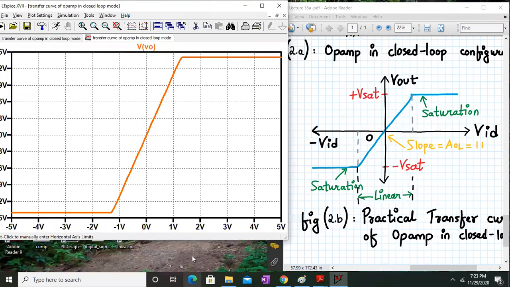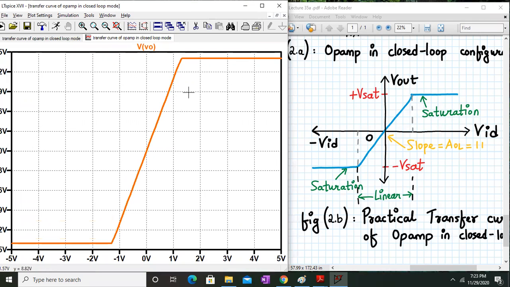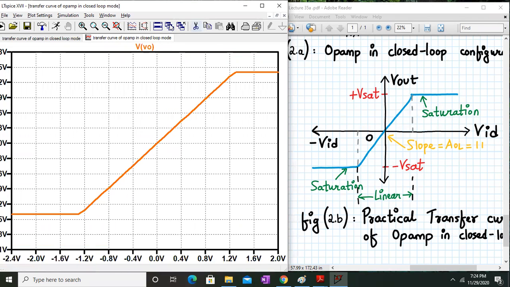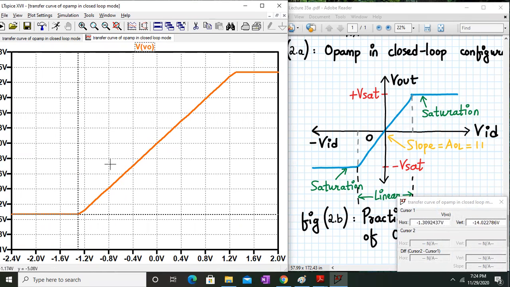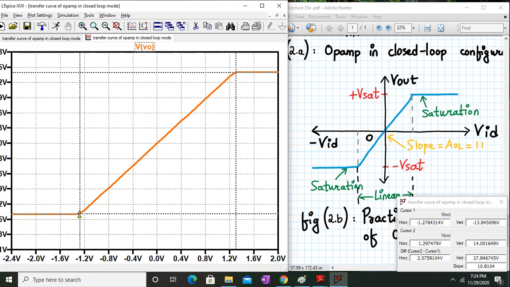And this curve is resembling this. As you can see, the blue color curve on the right hand side is what we have studied, and this orange color curve is what we are getting. Now we have to find out how much is my slope. First of all, how much is my linear region? So let us find that linear region over here. Let me take one cursor and take it over here, and let me take another cursor and bring it over here. Okay, so as you can see very clearly, the linear region has definitely increased.